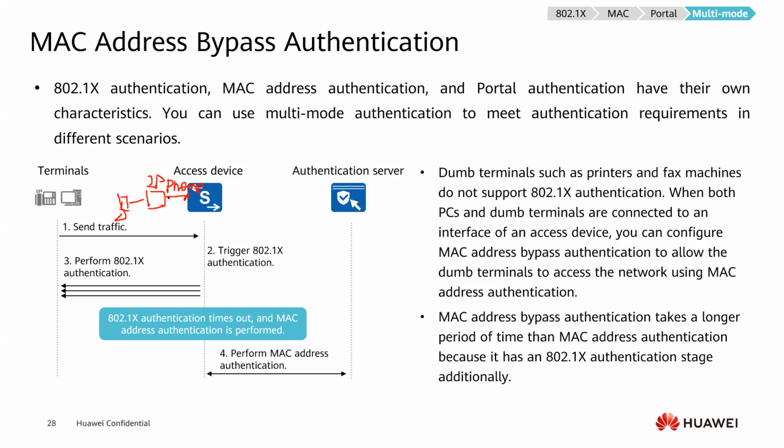So in this interface, the IP phone is a kind of dumb terminal, so it will need to go through MAC address authentication. However, for the PC, if we want to meet the high security requirement, we want it to go through 802.1x authentication. So we need to use these two authentication methods together to authenticate the different users. In this scenario, we can use MAC address bypass authentication.